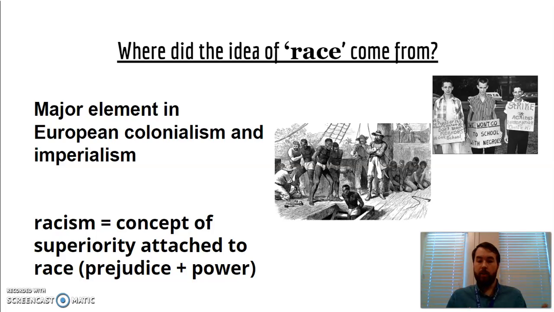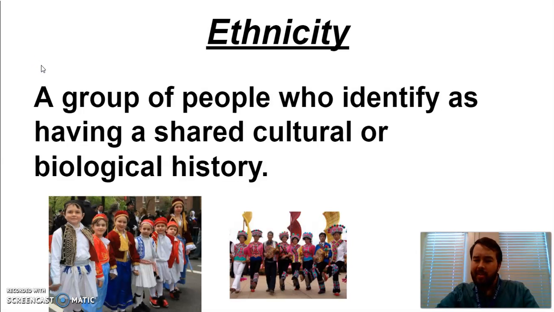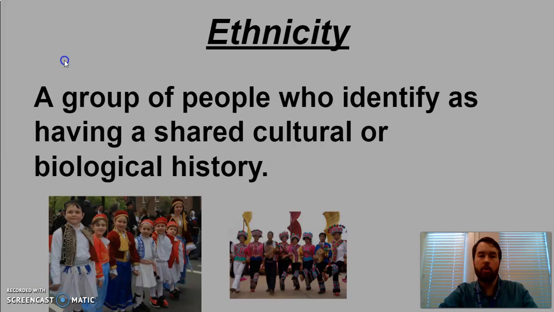So this idea of prejudice plus power. Okay, you look different than me, but I'm better than you because I have power over you. That's essentially what racism is. And that's a byproduct of this idea, this social construct of race. So how is ethnicity different? Ethnicity is a group of people who identify as having a shared culture or biological history. So whereas race is literally skin deep, ethnicity goes a little deeper into culture, okay, a shared culture.